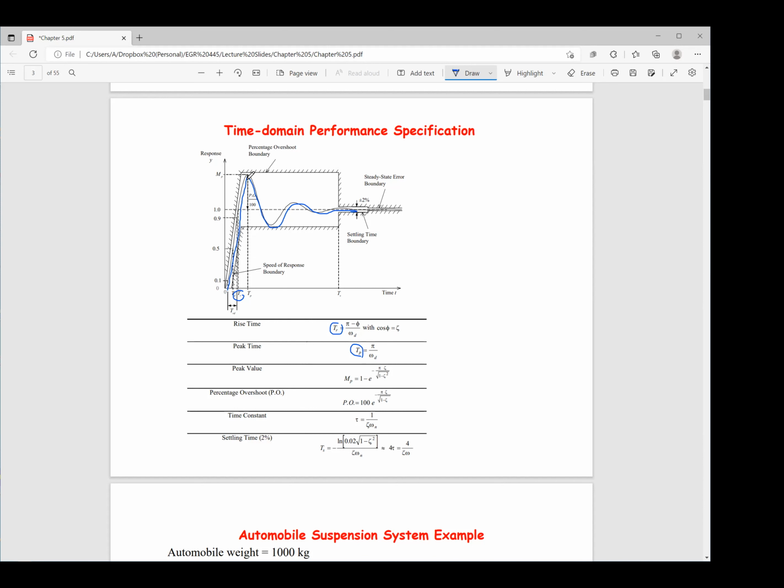And peak time is the time it takes to go all the way to the overshoot. Peak value is nothing but the amplitude at the peak. Percentage overshoot is nothing but the amount of overshoot divided by the steady state response. And settling time is basically when the final response is within 2% of the steady state output. That is called the steady state response.